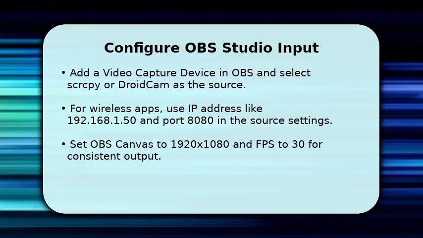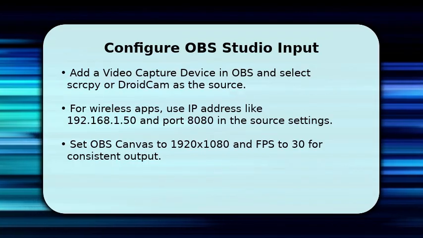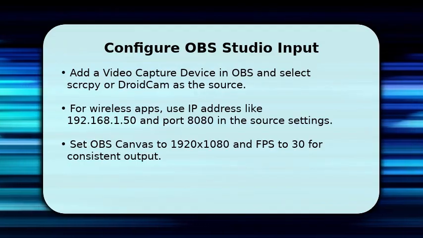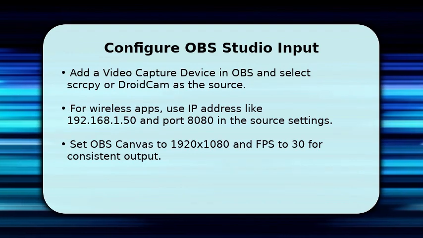If using Wi-Fi streaming, enter the phone IP such as 192.168.150 and port 8080 in the source settings. Finally, set the OBS canvas to 1920x1080 and the FPS to 30 for consistent output quality.